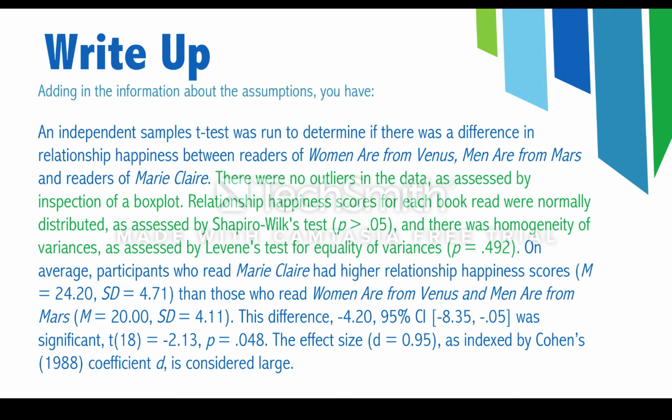So simply put, I have a few sentences that capture the outliers, normality, and the homogeneity of variance data assumptions that we talked about earlier. And by reporting those statistics, it really helps the reader better understand your data and be able to interpret what you're saying because they're seeing the same information that you had.